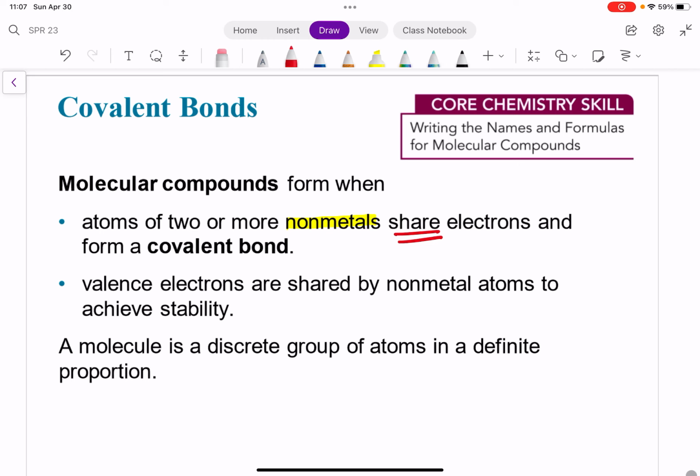So, and then a molecule is a discrete group of atoms in a definite proportion. So that's just saying, right, CO2 means that there's one carbon for every two oxygens. And that's a different compound than CO, which means there's one carbon for every one oxygen. Right? They're a discrete group of atoms or a specific group, and it's a definite proportion that they bond in.